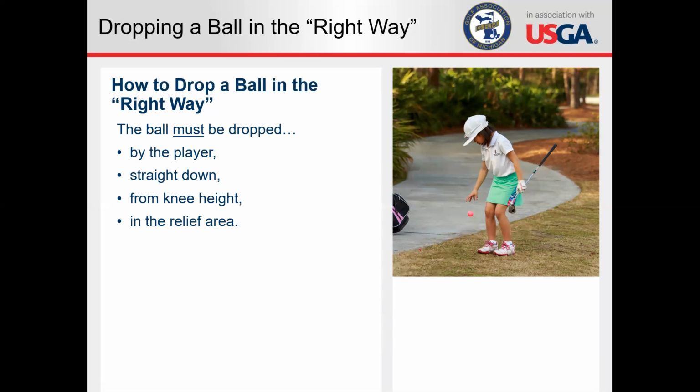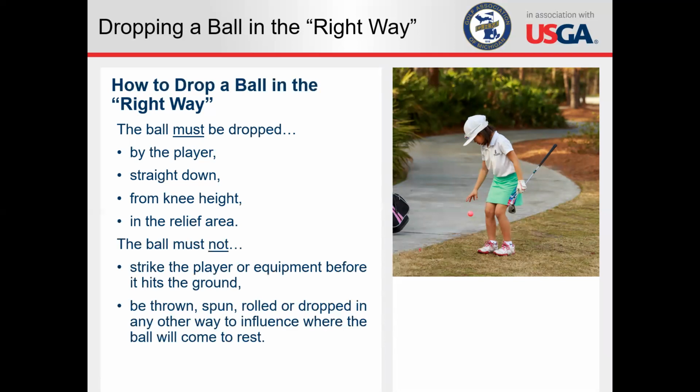You can see that this girl here, she's dropping it from knee height. If the golfer needs to bend over, they can do that. If they need to get on a knee to drop it, they can do that as well. There's lots of different ways, but it has to be dropped from knee height. And the same common sense things about, it can't be spun or rolled or whatever, that still applies.